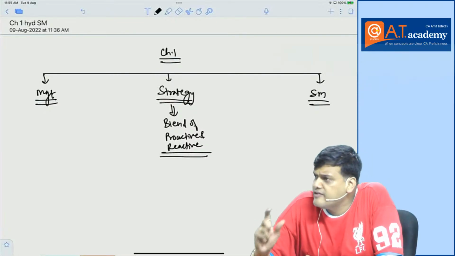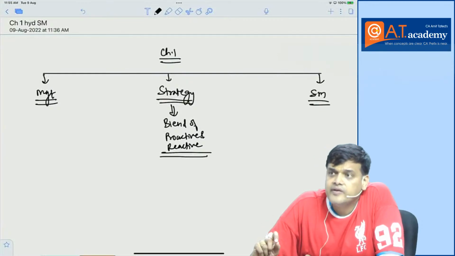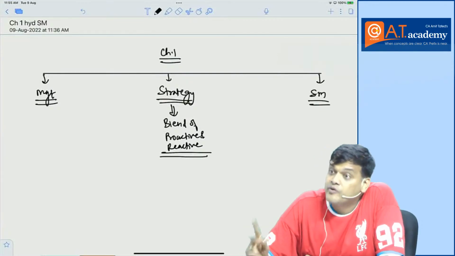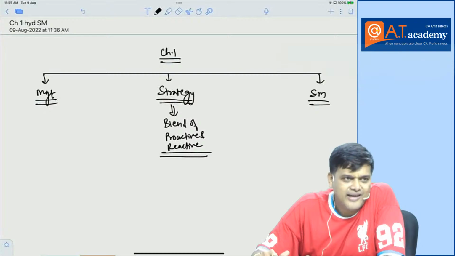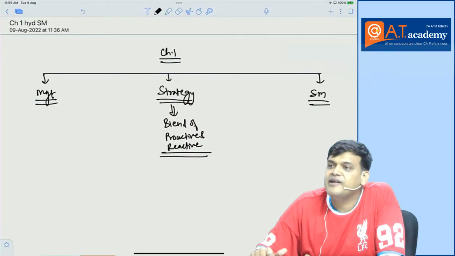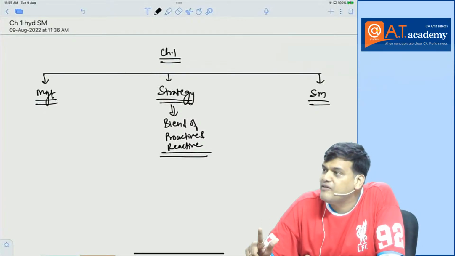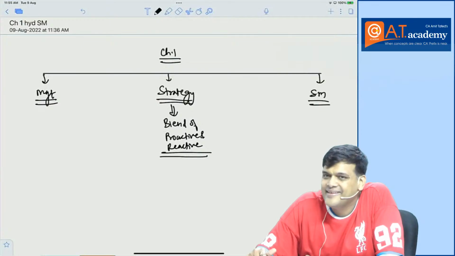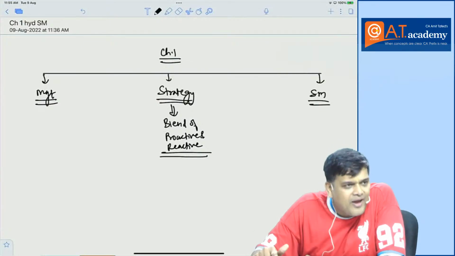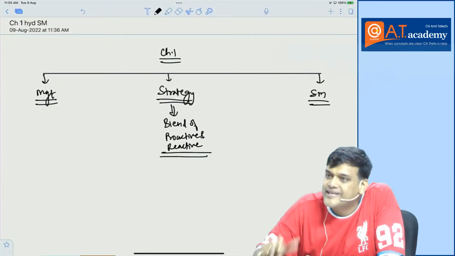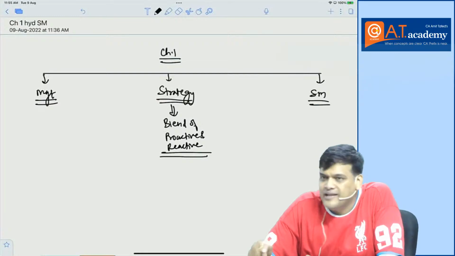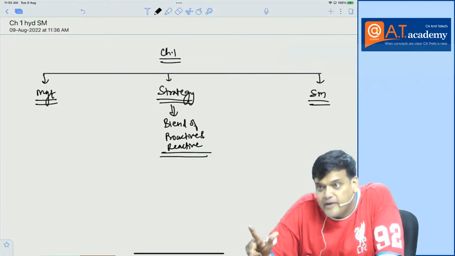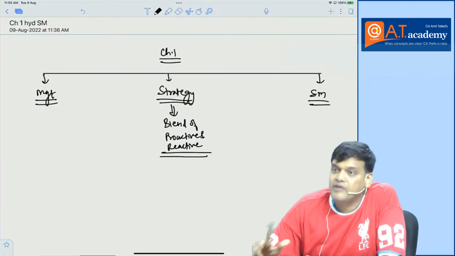What does this statement represent? If strategy alone will not do anything, you require management also. Are you getting the point? Because at the end of the day, developing strategy cannot develop management skills. Strategy is one and management is one. We need both. We don't require only strategy. We don't require only management. We require strategy as well as management.